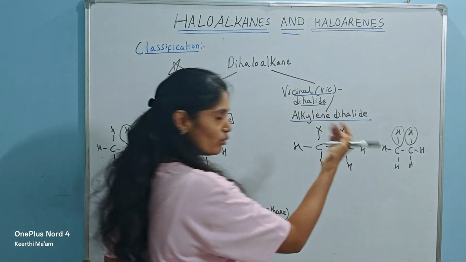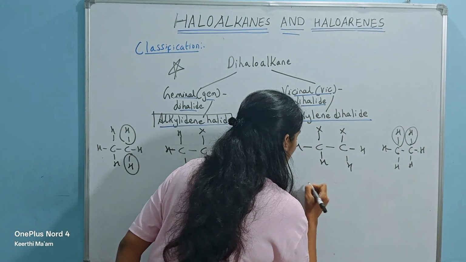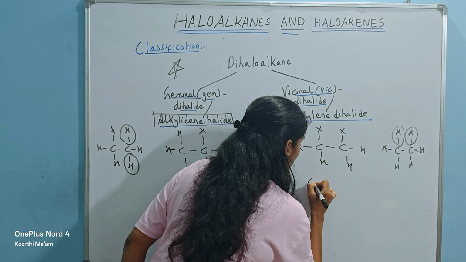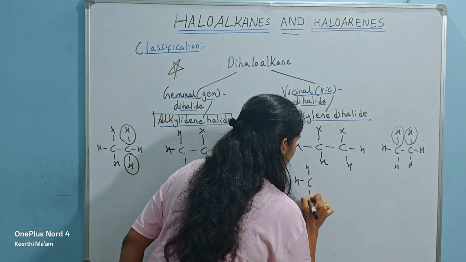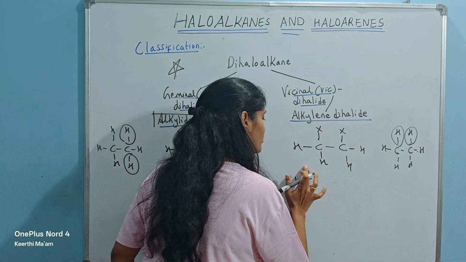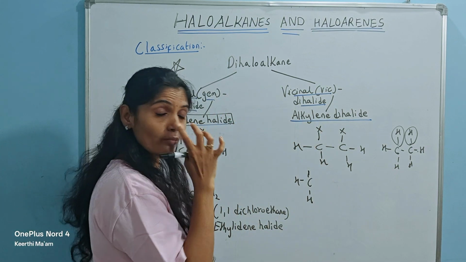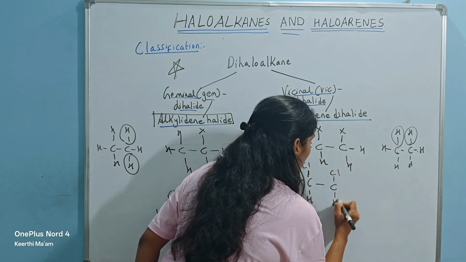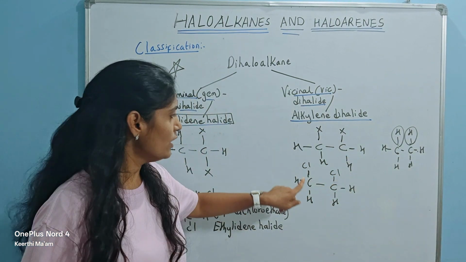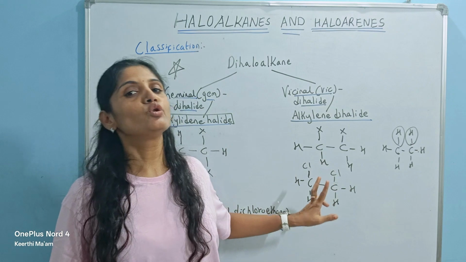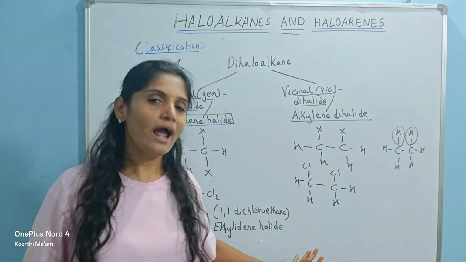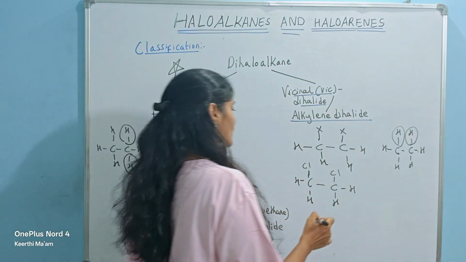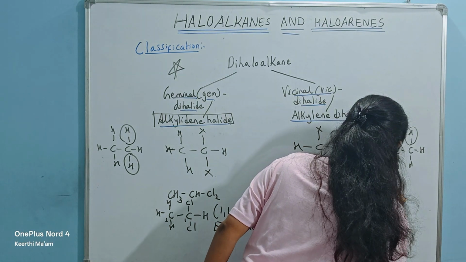You can take an example and write down CH3. Now on this carbon only I am replacing hydrogen and putting a halogen. So chlorine, carbon, chlorine, hydrogen, hydrogen. So from ethane, two hydrogens I have replaced with two chlorines on the adjacent carbon atoms. What will be the IUPAC name of this compound?